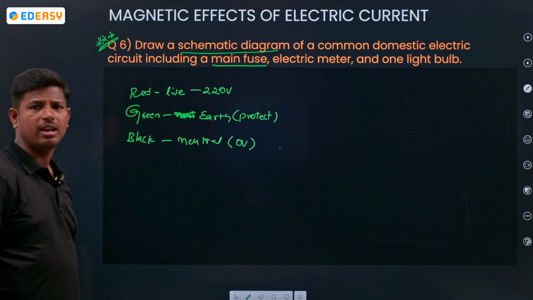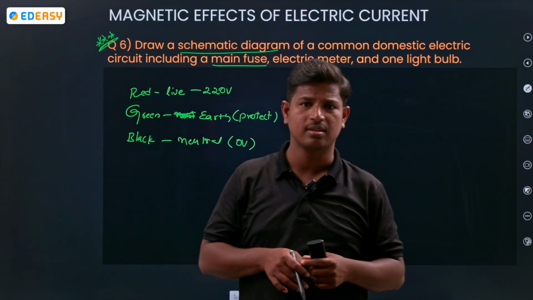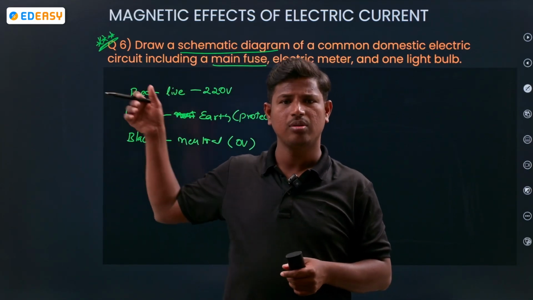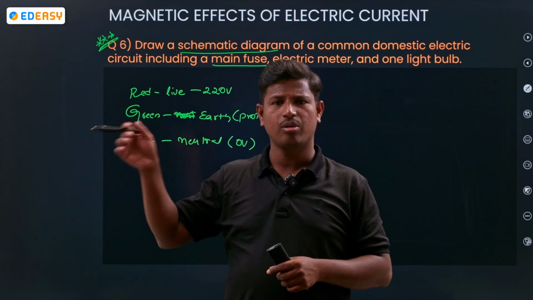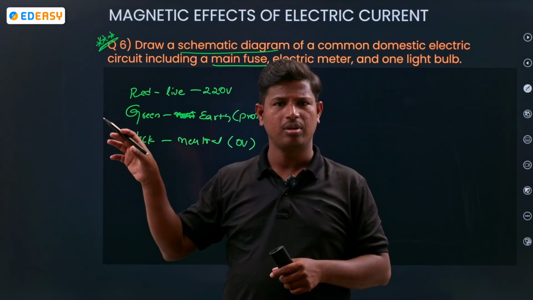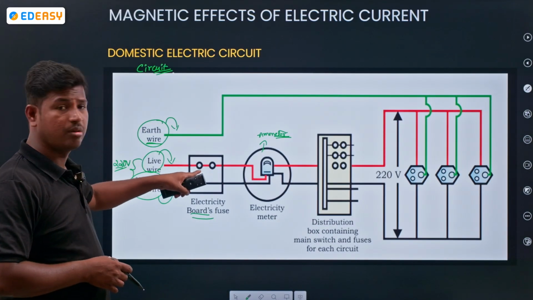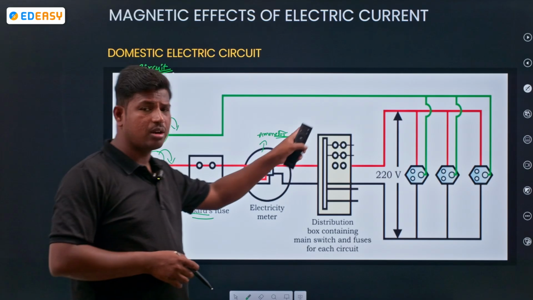That's it. Okay, in the diagram you have to show from where you are getting the 220 volts: from the pole to the main board, to the ammeter, ammeter to the main board. Okay, look at the diagram. Board, ammeter, to distributing.